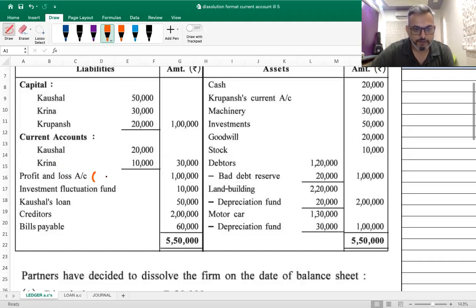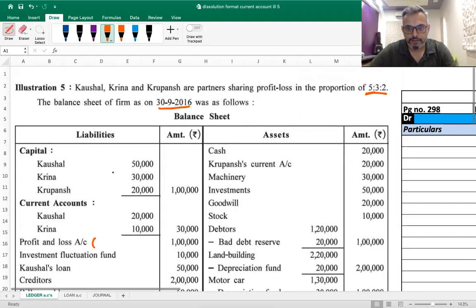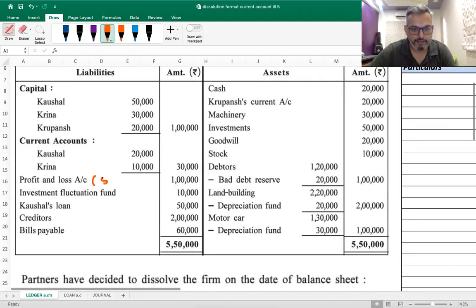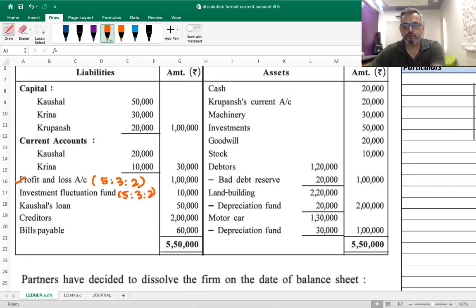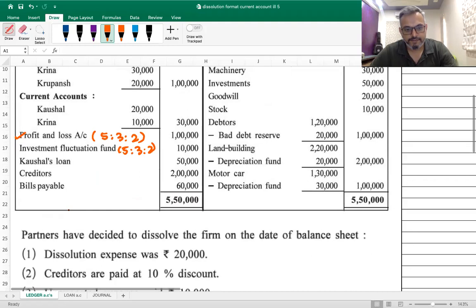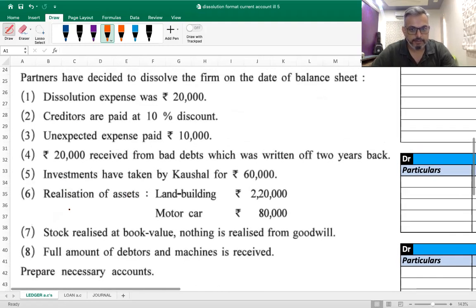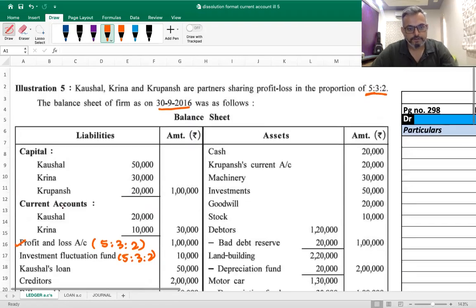Profit and loss account we have to distribute between partners in the ratio 5:3:2. So tick it. Investment fluctuation fund will also be distributed 5:3:2. Okay, then Kaushal's loan. Now we have a partner whose loan is there. We will see what the adjustment is given, if any. Okay. Later on we see this.